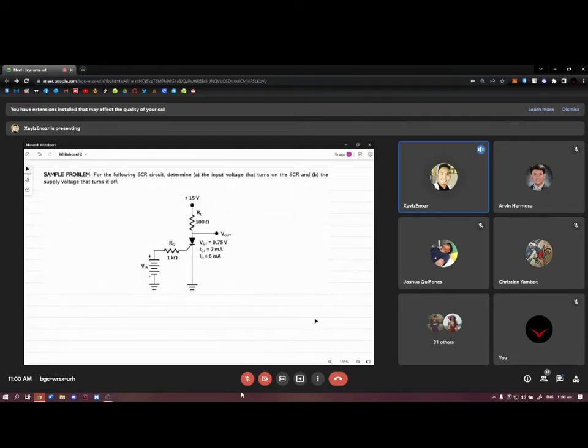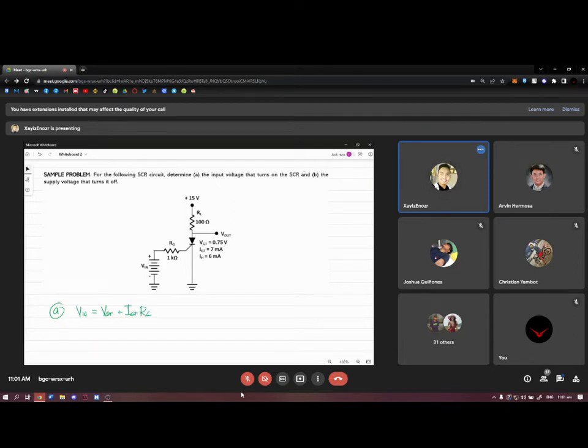So for the following SCR circuit, determine the input voltage that turns on the SCR and the supply voltage that turns it off. Okay, so formula lang natin yan. First, we have the A, yung input voltage that turns on, that is yung formula. So that is V in is equal to the gate trigger voltage plus the gate trigger current times RG.